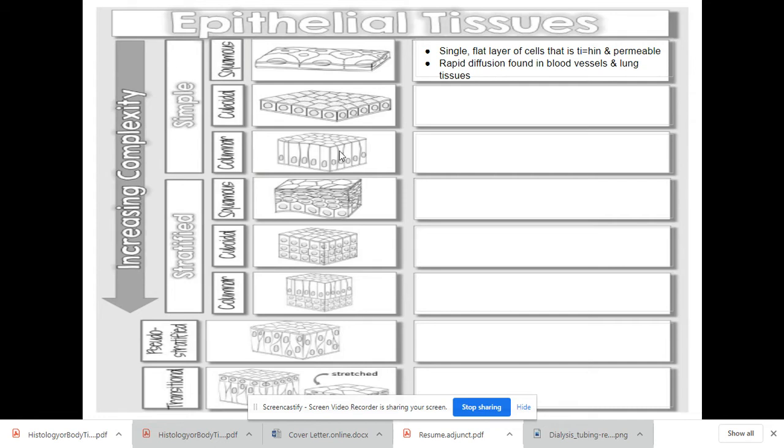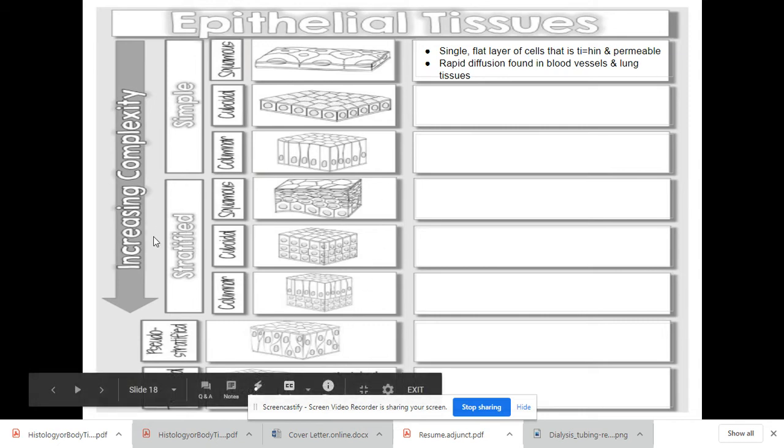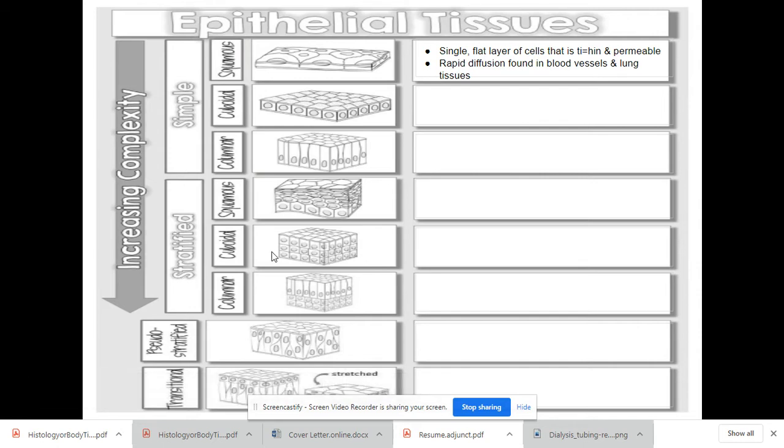So in this simple group here, that's epithelial tissue that just has one layer of cells. If it's stratified, it means it has two or more layers of cells. That word stratify means layer. So you've got layers on top of layers, and that's why it's called stratified.